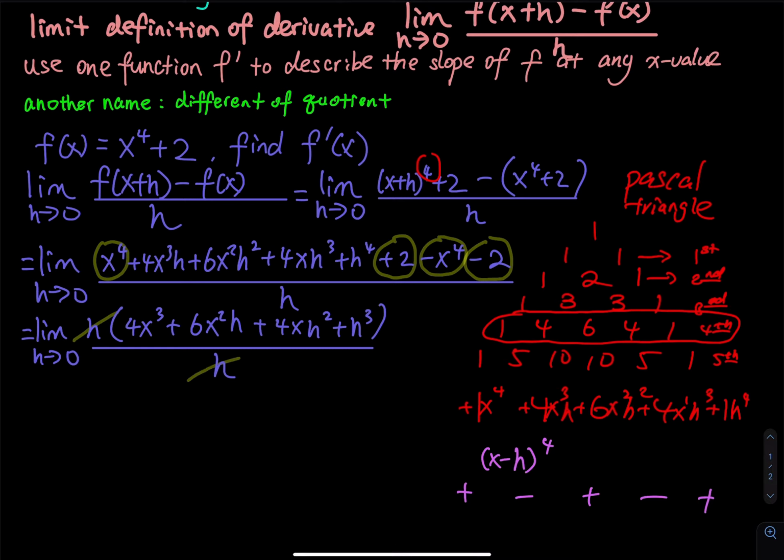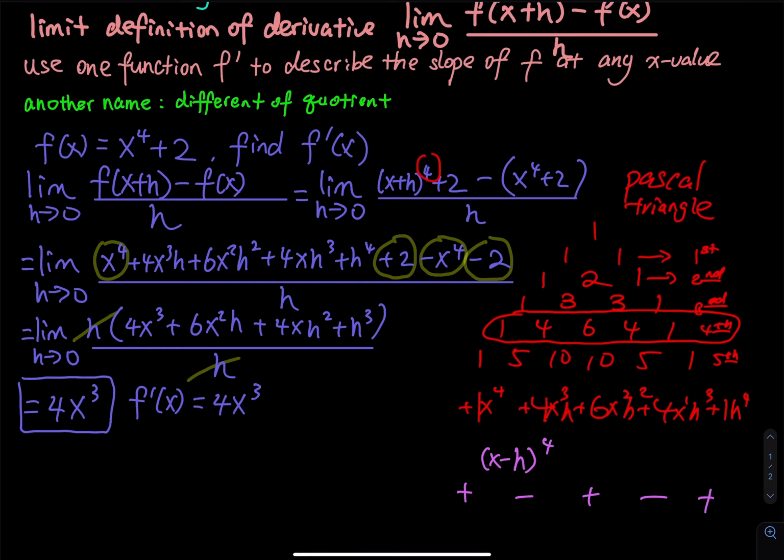So simply plug in h goes to 0, so that means all the h terms become a 0, and then you have 4x to the third. This is the answer of the limit. What does this mean? You did the math, you did it right. What does that mean? This is f prime of x equals 4x to the third.